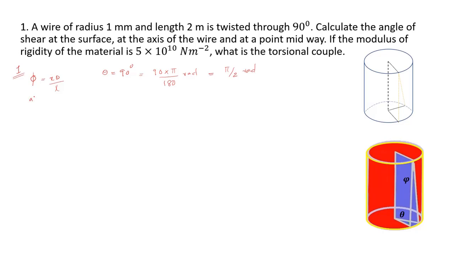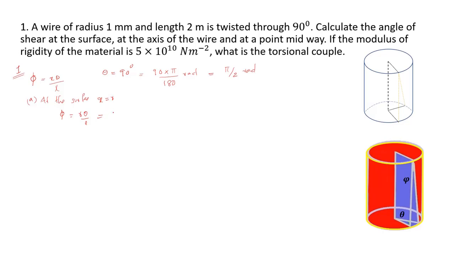So the first point is at the surface. At the surface, x is equal to r. We know that x is the distance from the central point, that is the axis, towards the surface we are considering. At the surface, x is equal to r. Therefore, phi is equal to r theta by L. So let's put values to r, theta and L.